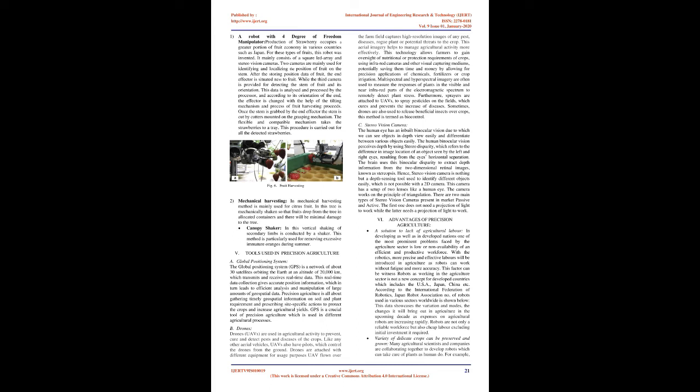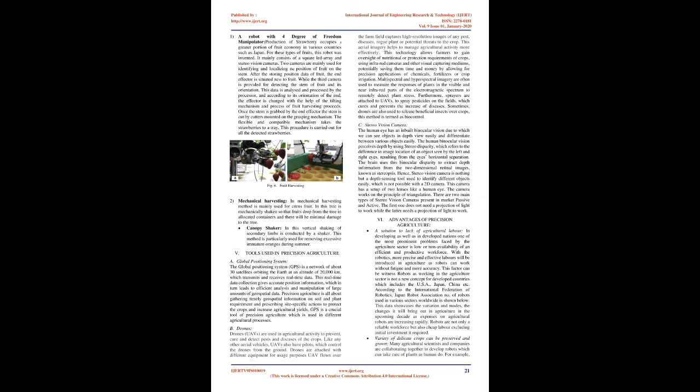6. Advantages of precision agriculture. A solution to the lack of agricultural labor, in developing as well as in developed nations. One of the most prominent problems faced by the agriculture sector is the low or non-availability of an efficient and productive workforce. With robotics, more precise and effective labor will be introduced in agriculture, as robots can work without fatigue and with more accuracy. This factor can be witnessed.